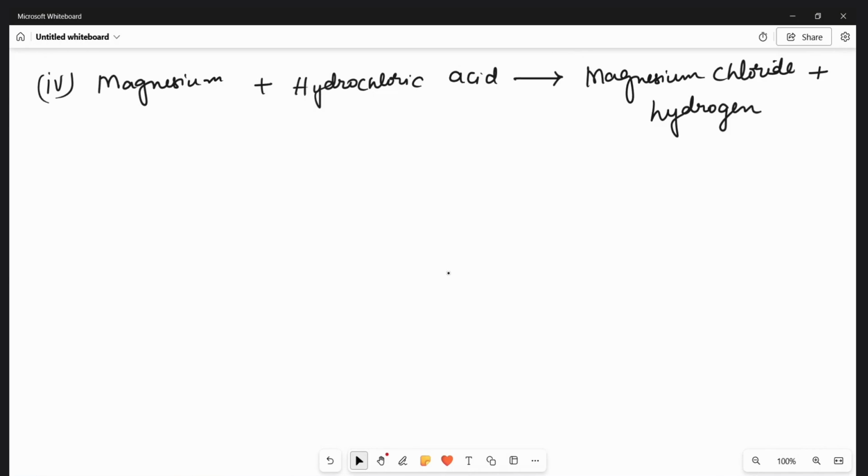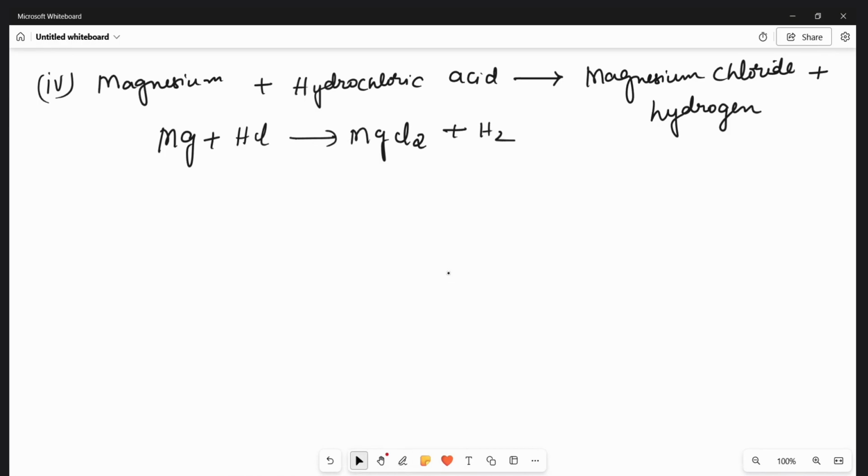What is the answer? If you know the valency and how we will write that, then it is easier to remember and not get confused. Is it MgCl or Mg2Cl or MgCl2? If you know the valency, you will know MgCl2 is the one, because magnesium valency 2, chlorine valency 1. So magnesium plus hydrochloric acid, HCl, we get magnesium chloride, MgCl2, plus hydrogen gas.